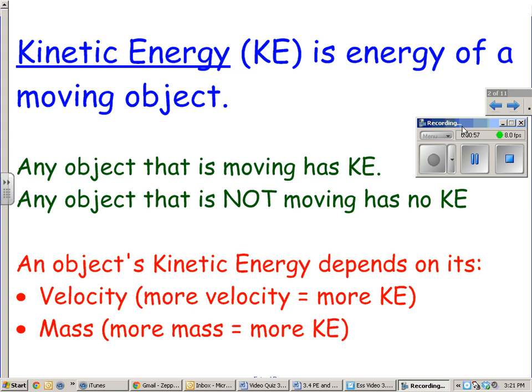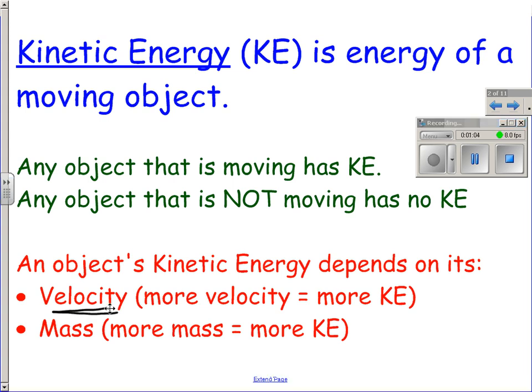All right, it turns out that the kinetic energy of an object depends on two things. It depends on the velocity of the object. Basically, the faster the object is going, the more kinetic energy it's got. It also depends on the mass of the object. An object with more mass is going to have more kinetic energy. All right, keep in mind it has to be moving. All right, so with that in mind, let's do this.